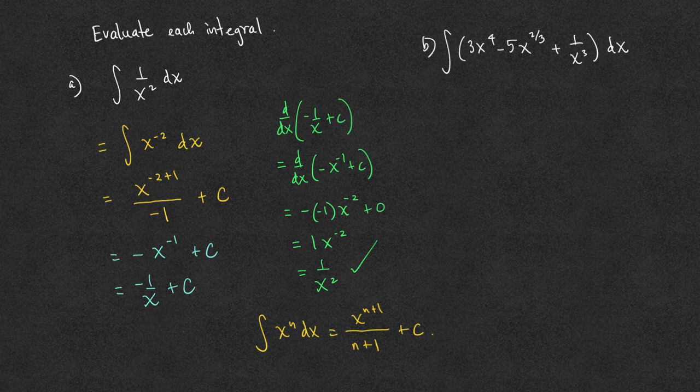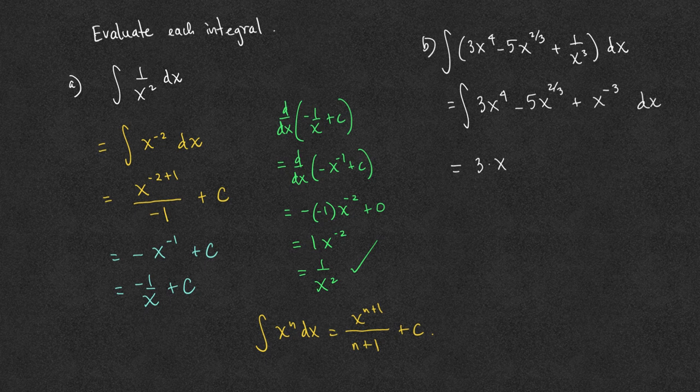For the second integral, first we rewrite every single term in power form. The first one, x to the fourth, is a power. The second one, 5x to the 2/3, is also a power. And the last one can be rewritten as x to the negative 3. Then we find the antiderivative for each term individually. We always keep the constant multiple, so 3 times.